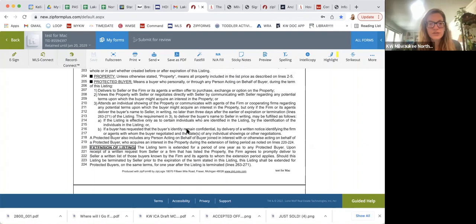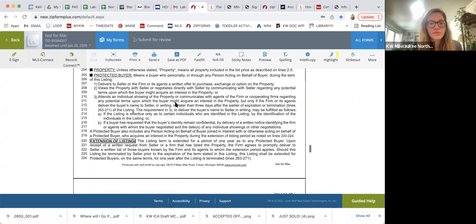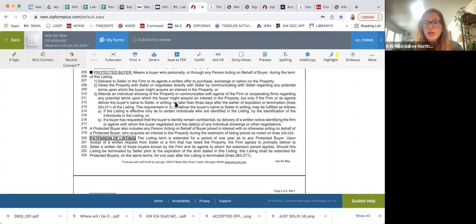And then I can go through the examples of a protected buyer again. So, protected buyer means a buyer who personally or through any person acting on behalf of the buyer during the term of the listing delivers to the seller or its firm or its agents a written offer to purchase, views the property with the seller, or negotiates directly with the seller by communicating with the seller regarding any potential terms upon which the buyer might acquire an interest.